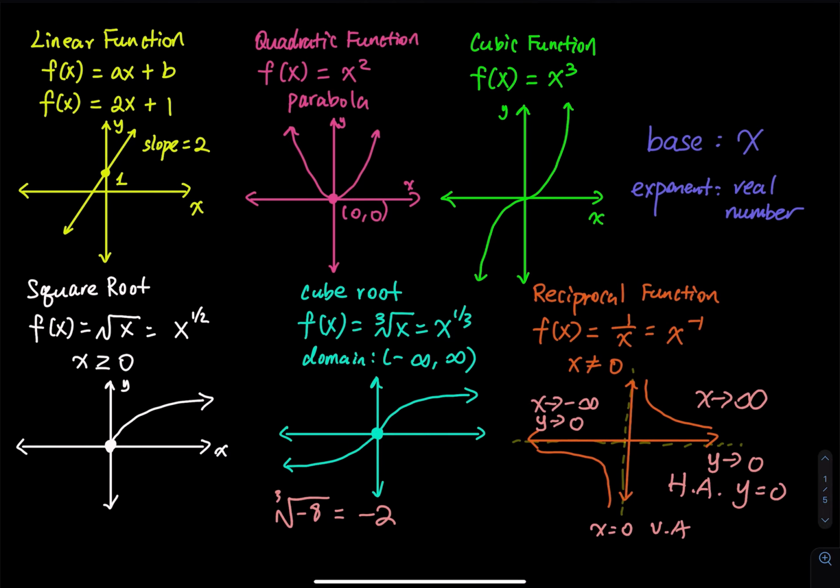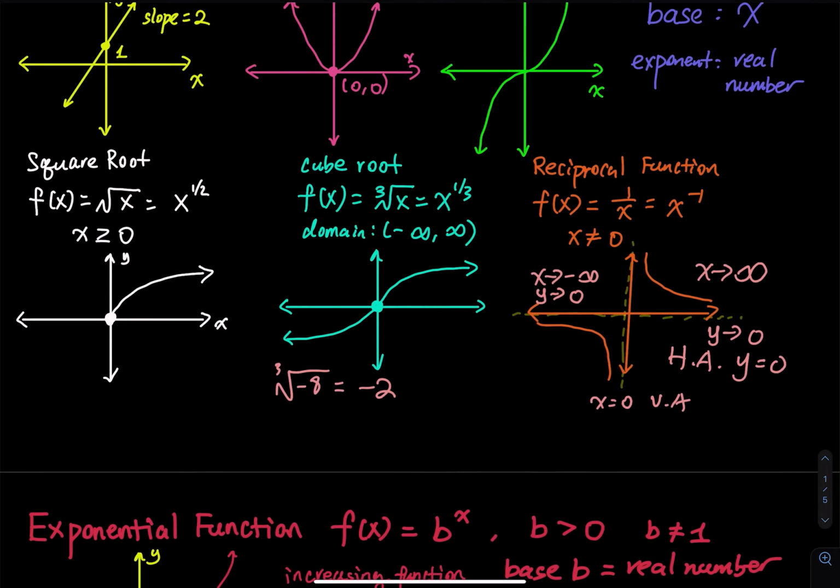So for the linear function, the exponent is 1, quadratic is 2, cubic is 3, square root is 1/2, cube root is 1/3, the reciprocal is -1. So for these 6 functions, the exponent is a real number. Second power, third power, 1/2, 1/3, -1, first, and so on and so forth.